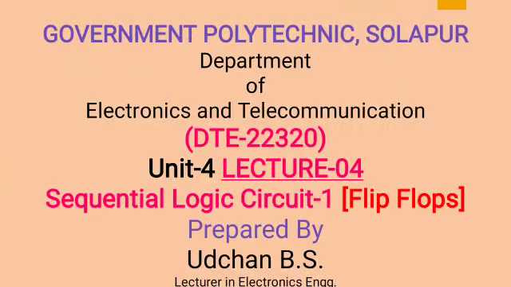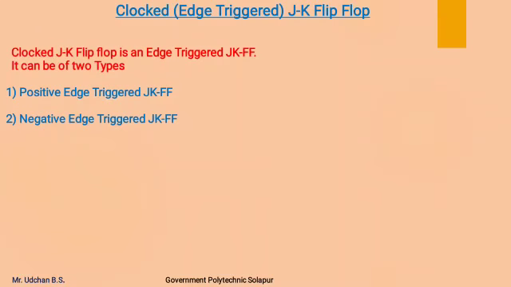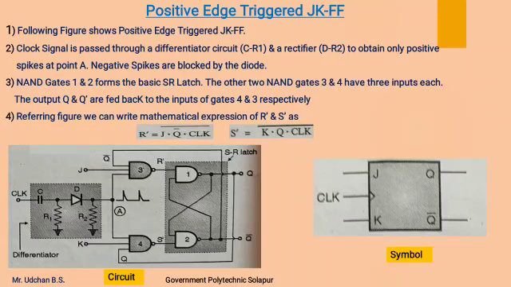Welcome all. In the last lecture we have seen the clocked D flip-flop. In today's lecture we are going to see the clocked JK flip-flop, which is also called an edge triggered JK flip-flop. It can be of two types: positive edge triggered JK flip-flop and negative edge triggered JK flip-flop. Now first we will see the positive edge triggered JK flip-flop.